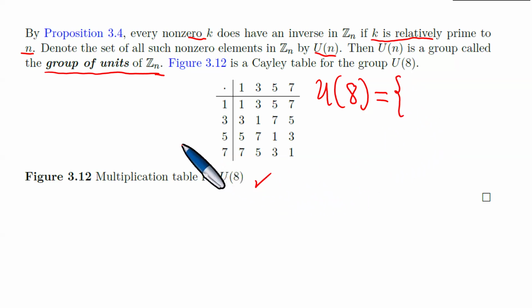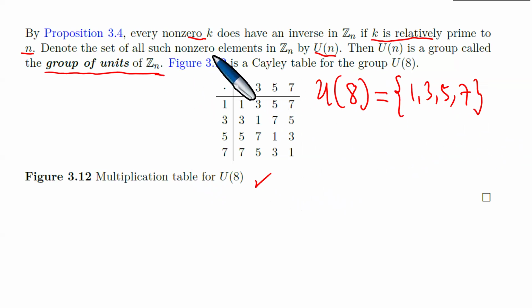The group of units of Zn. So in other words, we are dealing with the group of units of Zn. So now let us deal with the group of units of Zn. How do we find the group of units of Zn? So this group of units of Zn, U8, how do you know the elements in this set? Because we're saying the elements are 1, 3, 5, 7, but I want to discuss how we arrive at these.